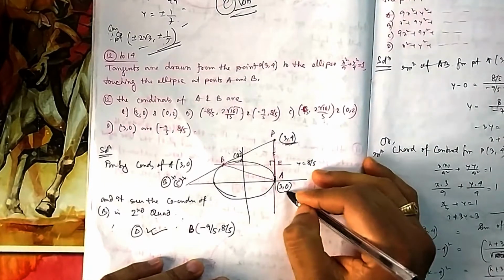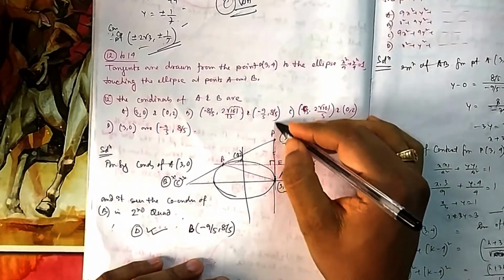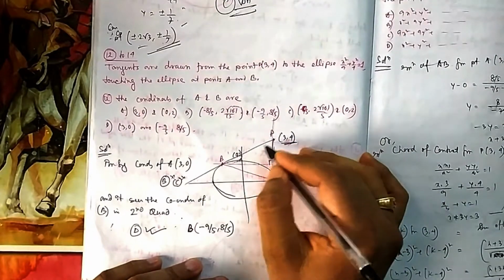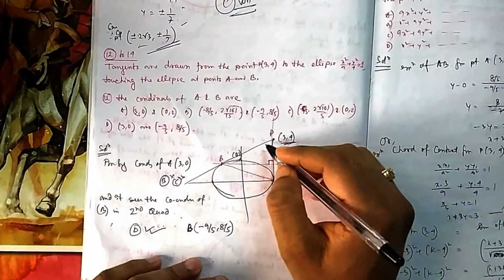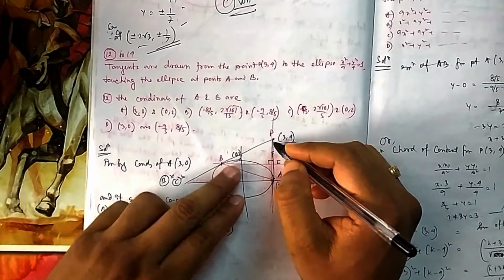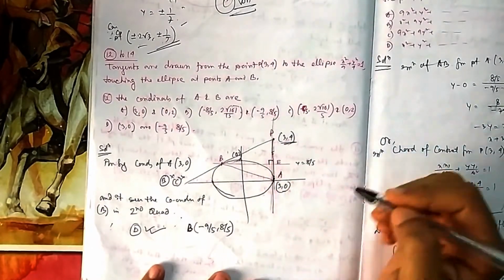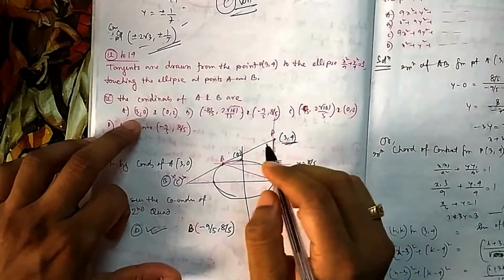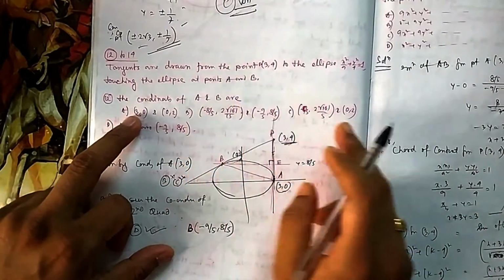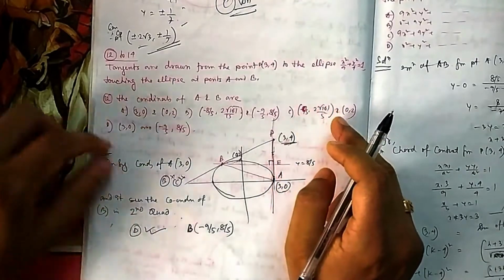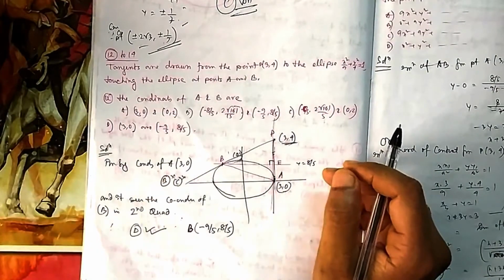So you know the point A is obviously 3, 0, because it is on the same line. You can see its abscissa is also 3. So no other tangent can come. Another tangent will go that side, and this one will obviously be a tangent. So obviously the coordinates of A will be 3, 0. So B cannot be the answer, C cannot be the answer, it is either A or D.